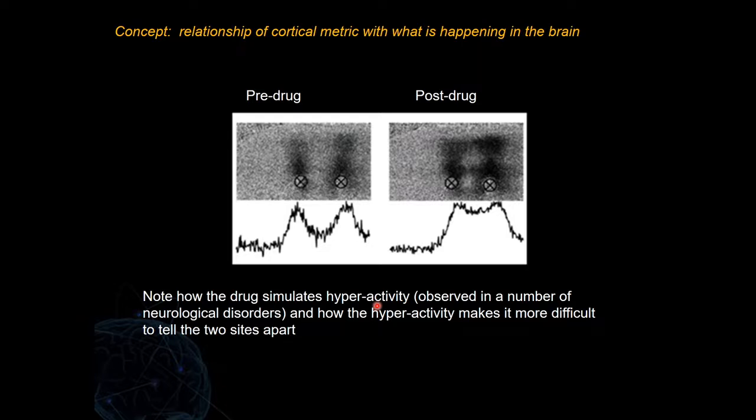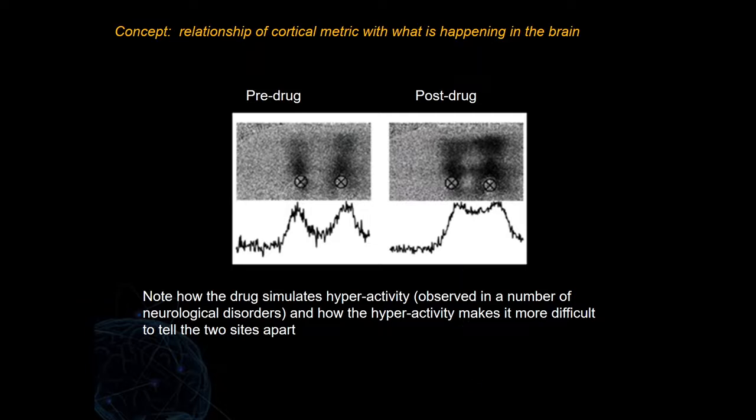Now, if you add just a little bit of drug to simulate some different neurological problems, like we did over here, you see that now delivering those same two stimuli makes it much more difficult to tell the difference between the two. So compare the graph on the left to the graph on the right, you'd have a much more difficult time telling the difference between those two places in the brain than you did before. So that's the basic concept.